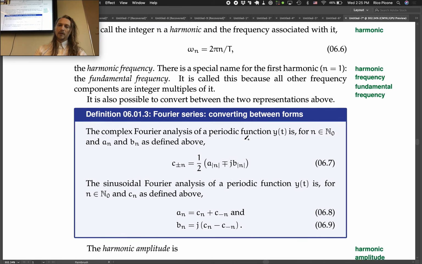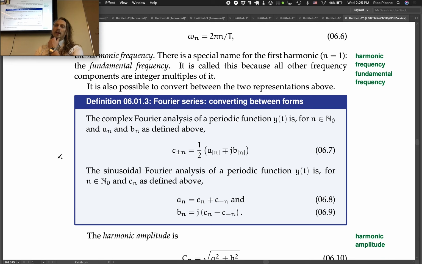So, for converting between the forms, the complex Fourier analysis of a periodic function y of t is, for n being a natural number including 0 and an and bn as defined above, you can get Cn by essentially just combining the ans and bn's as being real and imaginary parts with an appropriate factor there. The sinusoidal Fourier analysis of a periodic function y is, for n and c above, you can go from c to an and cn to bn as well. So that's how you go in between the two.